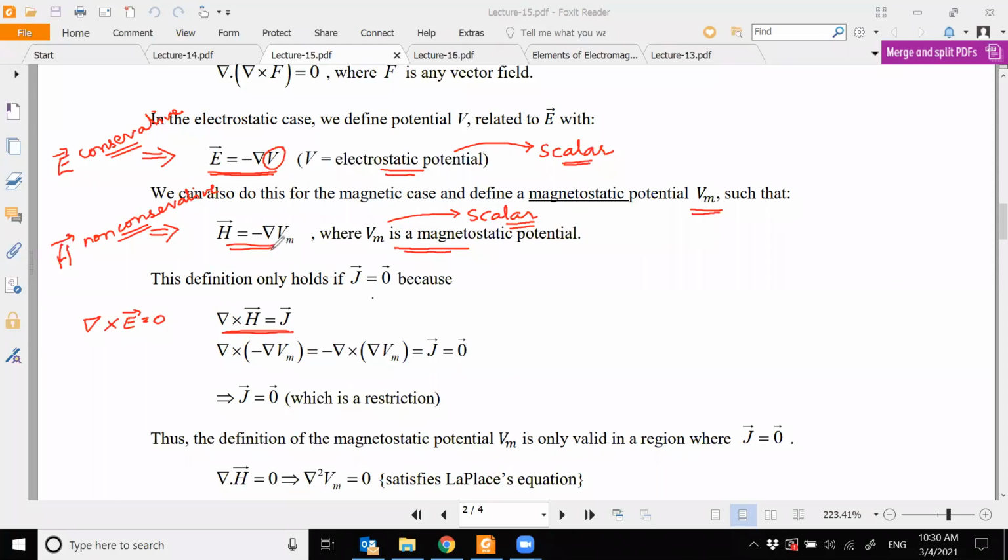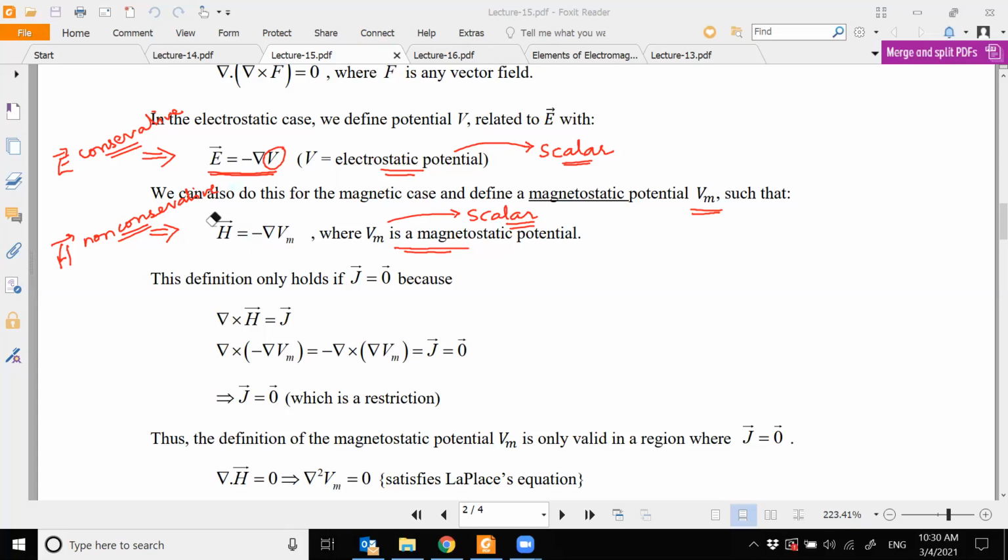Now let's put this expression in and see whether this will hold or not. So substitute minus del Vm in place of H. We are getting minus del cross of del Vm. Just now we saw this vector identity. What is del cross of del of a scalar?